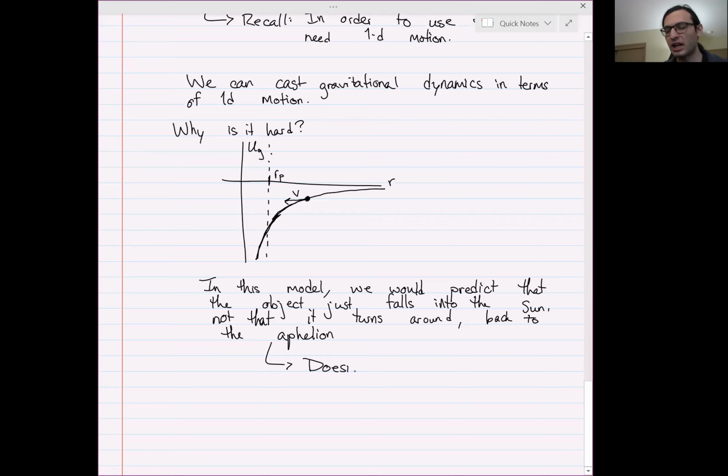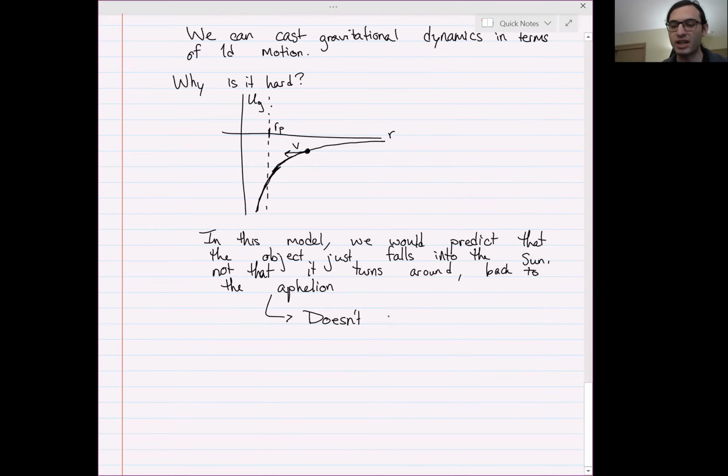And so just treating it naively as a one-dimensional motion doesn't capture this turnaround behavior. The reason for that is that we didn't give any sort of information about the other dimensions of motion, right? So if indeed you just pointed an object straight at the sun and fired it with some speed, yes, that object would hit the sun. It would just fall towards the sun. But that's not what we're trying to model.